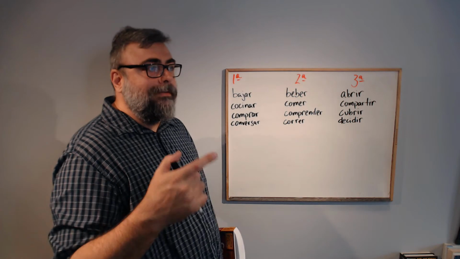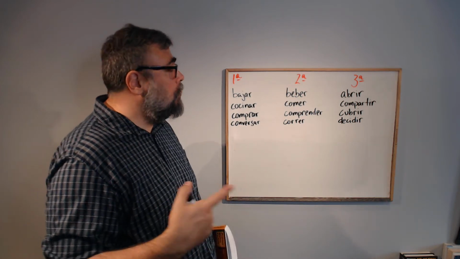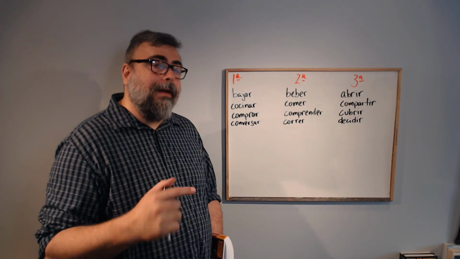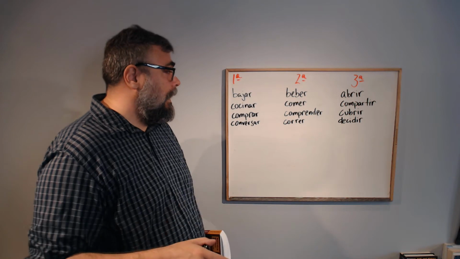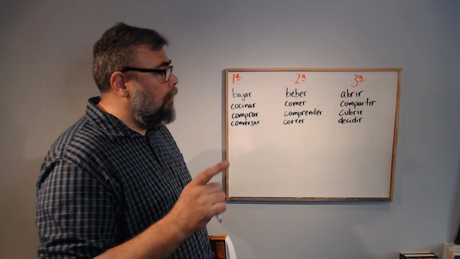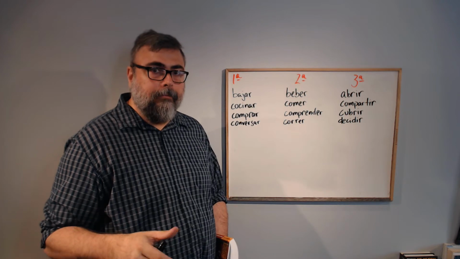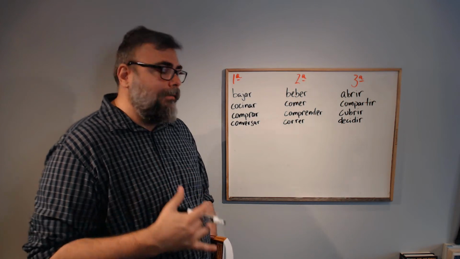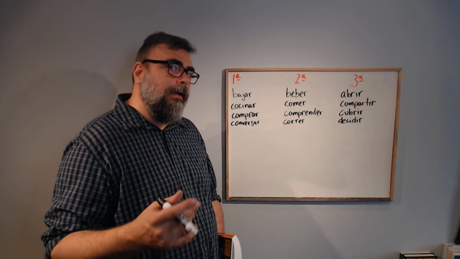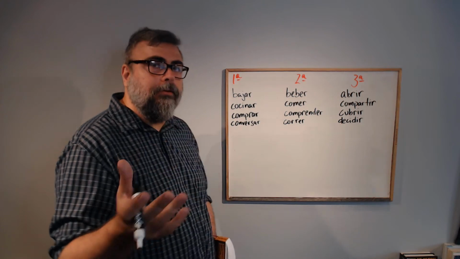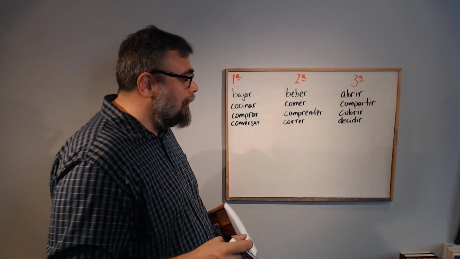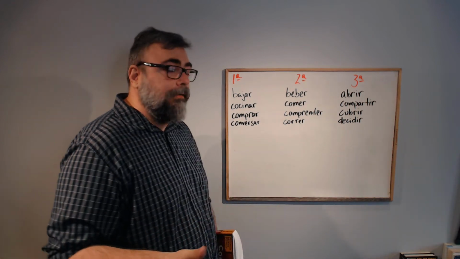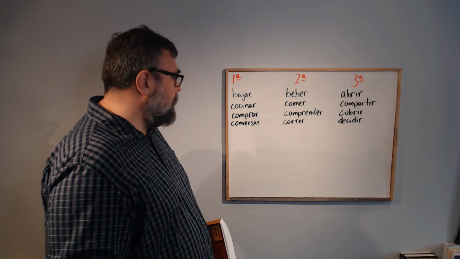Cocinar. Cocinar in inglés es to cook. Cocinar es to cook. Comprar. Comprar en inglés es to buy. Comprar es to buy. Hopefully you're writing this down. Conversar. Conversar en inglés. Well, what do you think it is? It's a little Blues Clues moment. Or I can prompt you guys. Conversar. It's to talk, to have a conversation, to converse. Conversar es to converse, to talk.